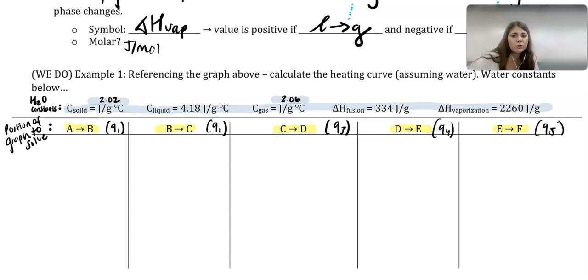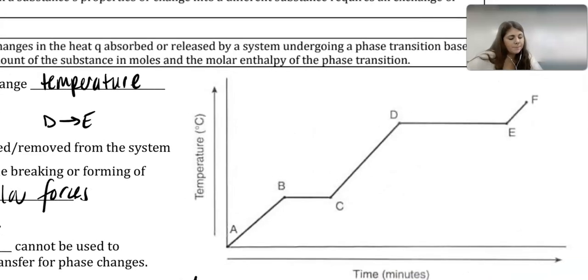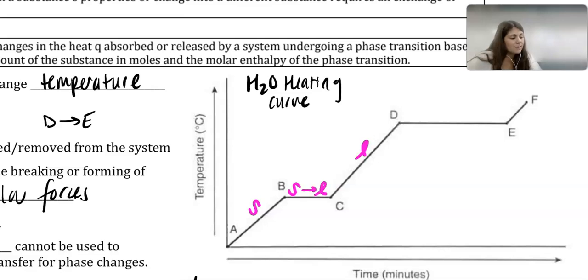So based off the graph above, if you look at this portion below the constants, we're going to be calculating every single portion on the graph based off a scenario, okay? So I'm going to come up to the top right here. Let's look at this graph. This is going to be water's heating curve. Here, I'm going to label it based off states of matter. So I know from A to B, this is solid. B to C, solid to liquid. C to D, liquid. D to E, liquid to gas. E to F, gas. So here, you essentially are going to have five Qs that you would need to solve for.